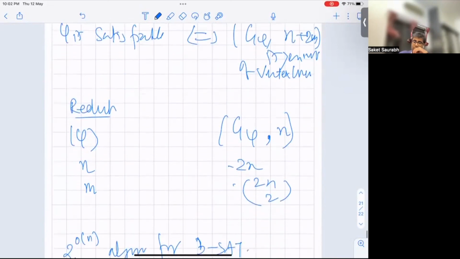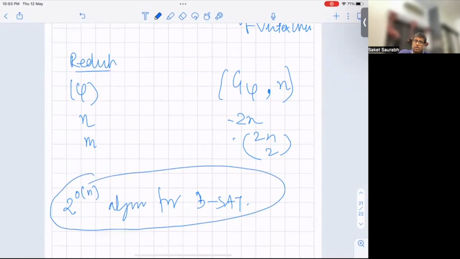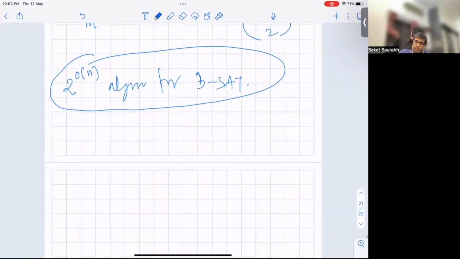So 2n plus 3m we have. What can I say about a 2 to the power little o of n algorithm for 3-SAT? We know it doesn't exist. Using this assumption, what can I say about vertex cover? So we have 2n plus 3m. How much can m be?